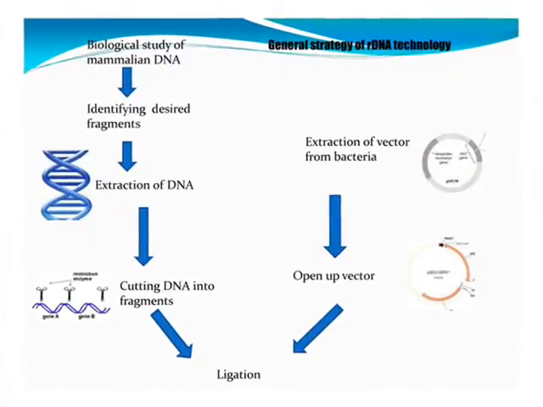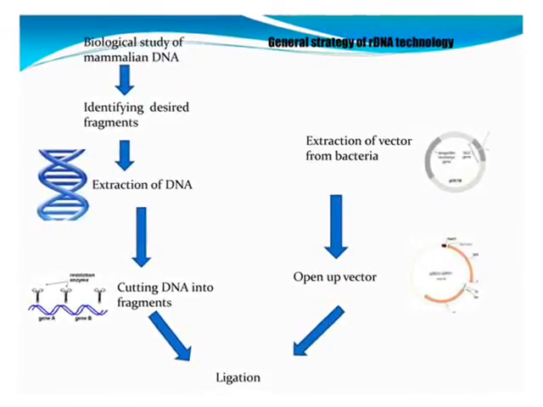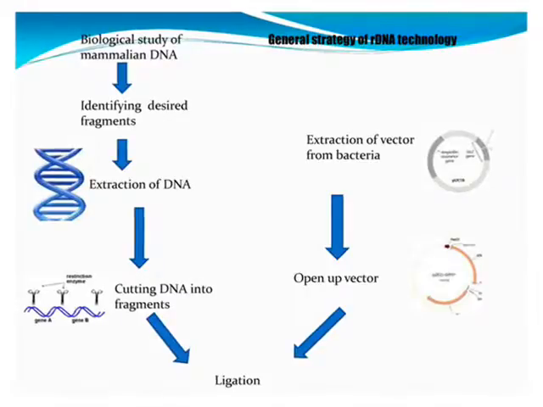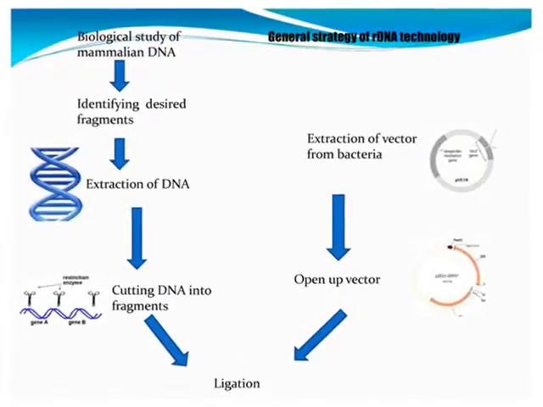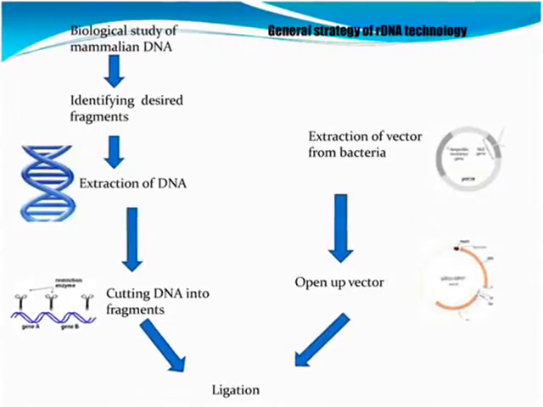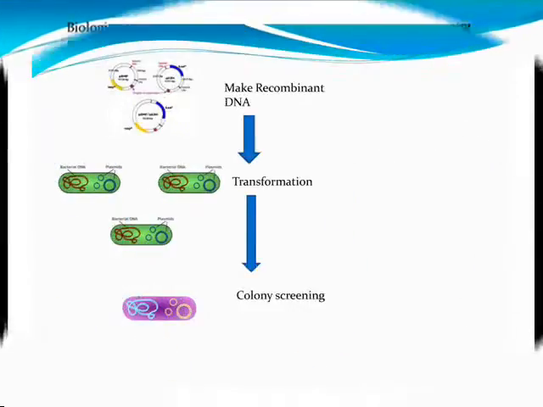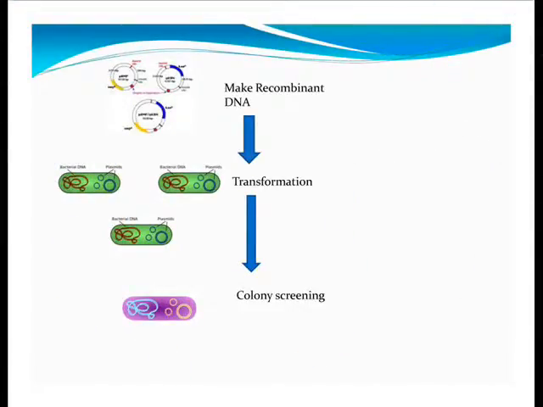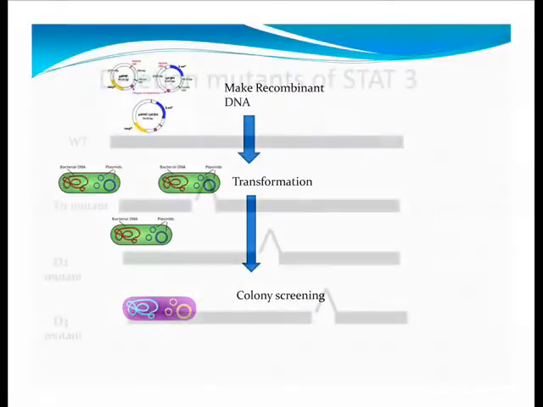Coming to the general strategy of our DNA technology, we first identified the desired fragments, isolated their DNA, extracted a suitable vector for carrying this DNA, cut the DNA and the vector into fragments, joined the fragments, and then at last transformed them into the bacterial cells.